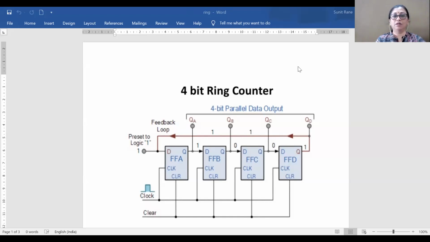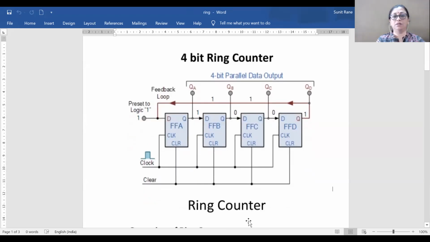So today we are going to start with the 4-bit ring counter. Okay, so this is what your 4-bit ring counter is, and as you can see for its connections, you can observe over here. This 4-bit ring counter consists of 4 D flip-flops: D flip-flop A, B, C, and D.